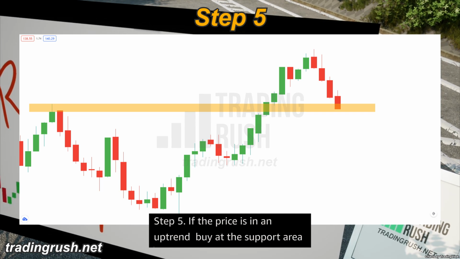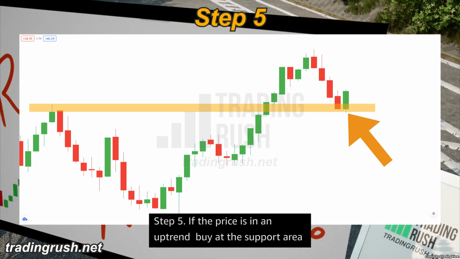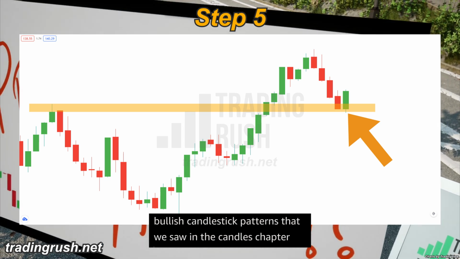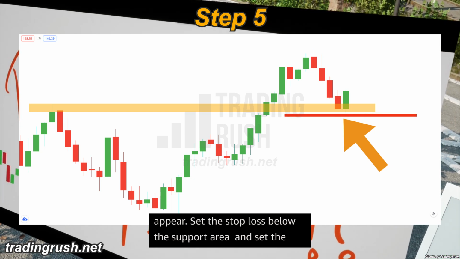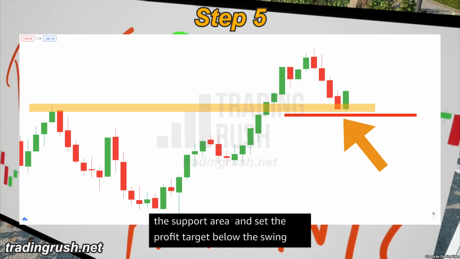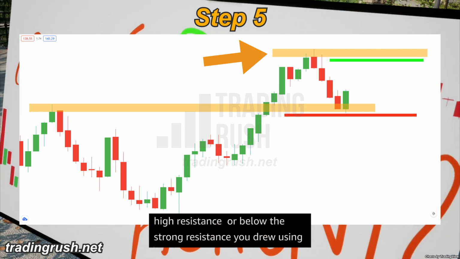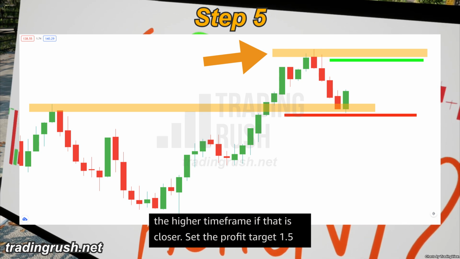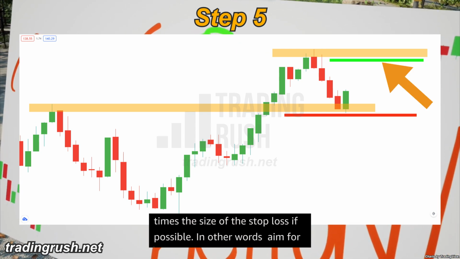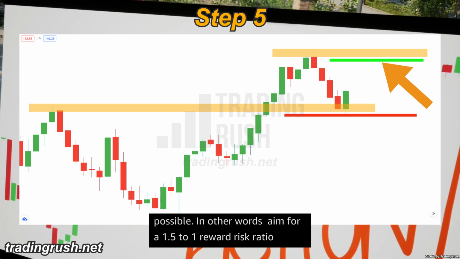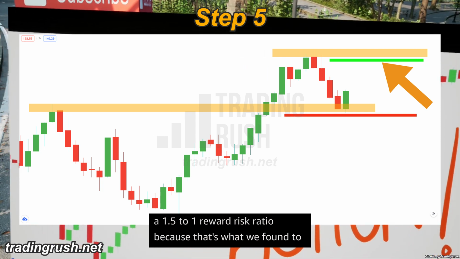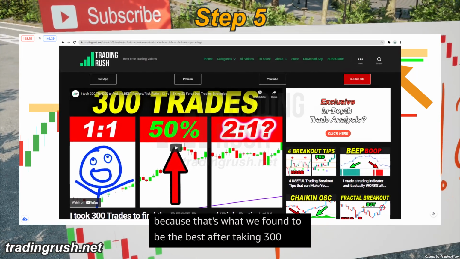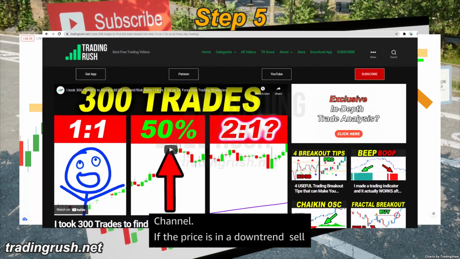Step 5. If the price is in an uptrend, buy at the support area. When one of 3 important bullish candlestick patterns that we saw in the candles chapter appears, set the stop loss below the support area, and set the profit target below the swing high resistance, or below the strong resistance you drew using the higher time frame if that is closer. Set the profit target 1.5 times the size of the stop loss if possible. In other words, aim for a 1.5 to 1 reward-risk ratio, because that's what we found to be the best after taking 300 trades on the Trading Rush channel.